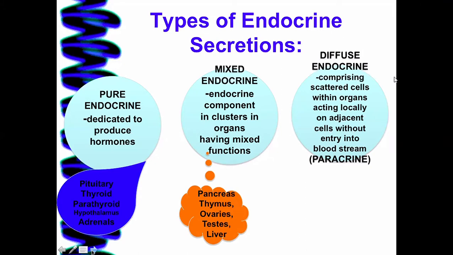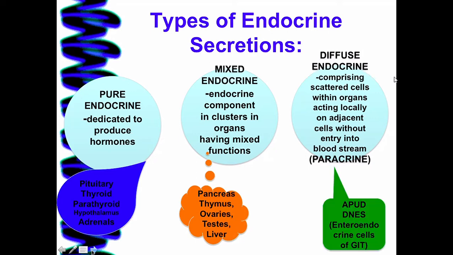For the diffuse endocrine glands, they comprise scattered cells within organs acting locally on adjacent cells without entry into the bloodstream. So para silang paracrine gland. So ang examples niyan are the APUD, the amine precursor uptake and decarboxylation cells. These are your enteroendocrine cells of your gastrointestinal tract. So these are seen mostly in the gastrointestinal tract.